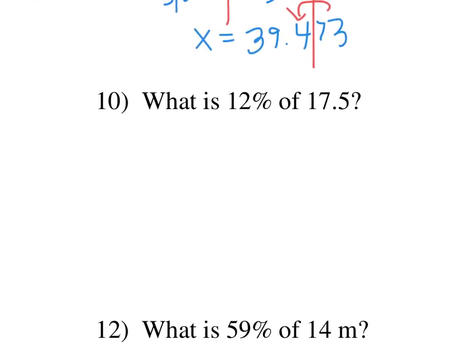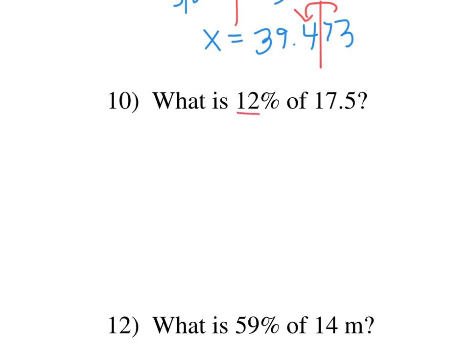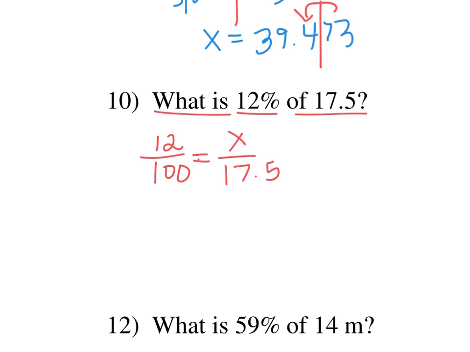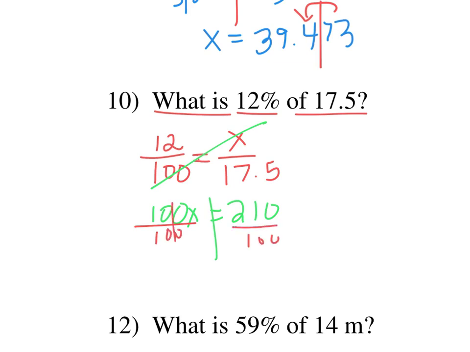All right. Over here. 12%, I see that right away, of 17.5. And what is, so the x will go there. 100x equals 12 times 17.5 is 210. Divide by 100. See why we taught you this method? We are doing it quite a bit. Divide by 100 is 2.1. And that's the final answer on that one.